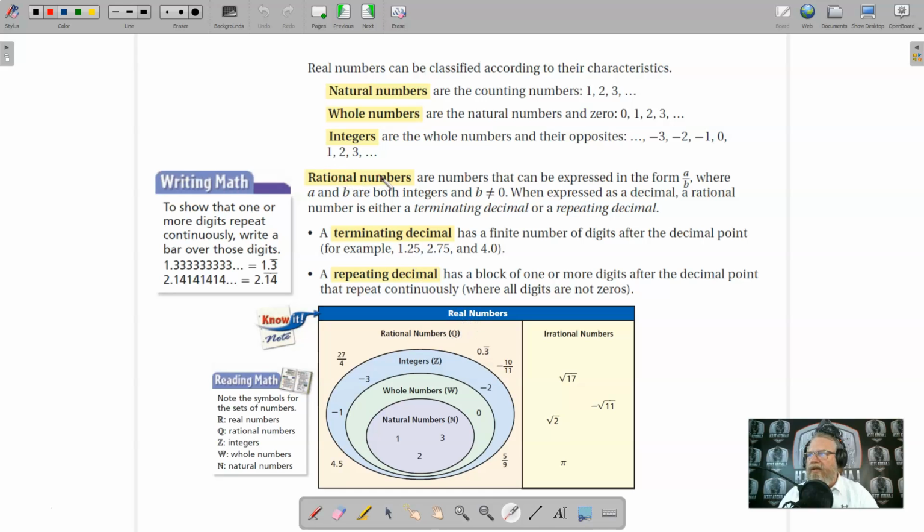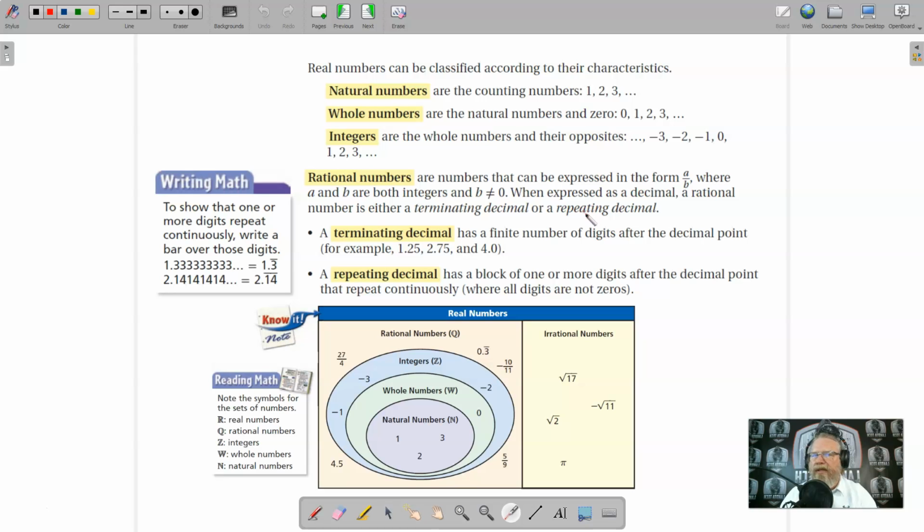Next we come to rational numbers. Rational numbers are numbers that can be expressed in the form of a over b, where a and b are both integers and b is not equal to 0. You can't have a denominator of 0. When expressed as a decimal, a rational number is either a terminating decimal or a repeating decimal.